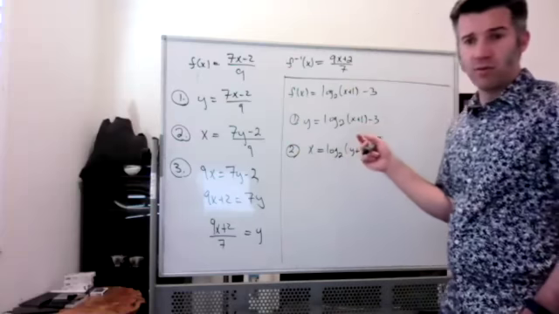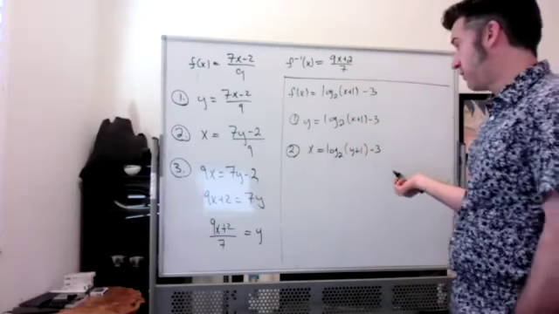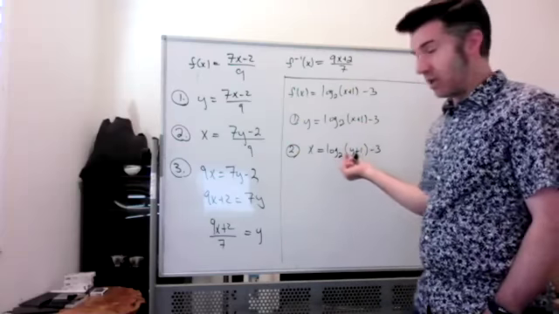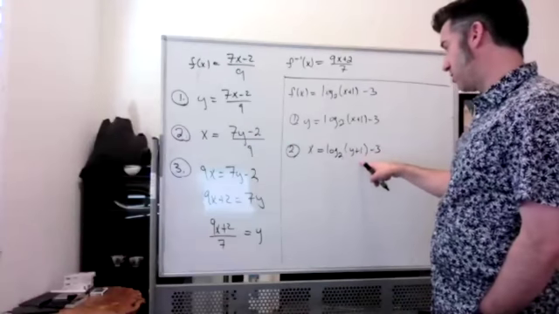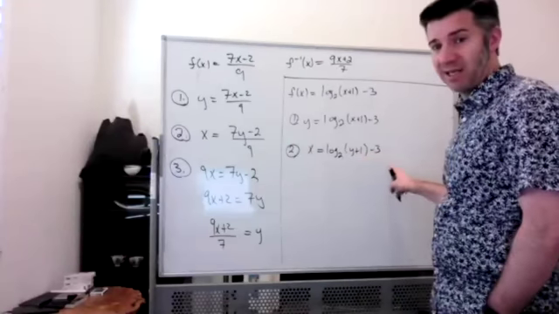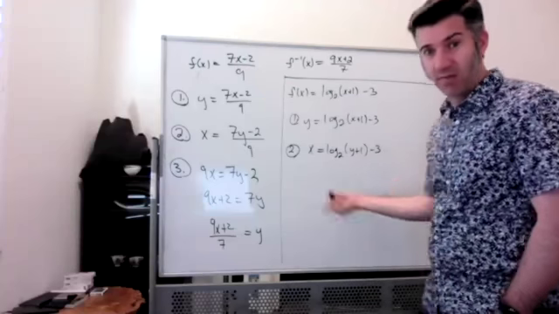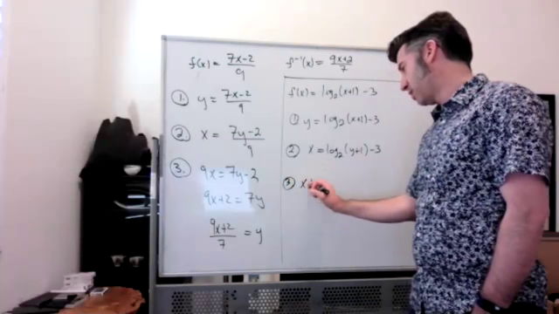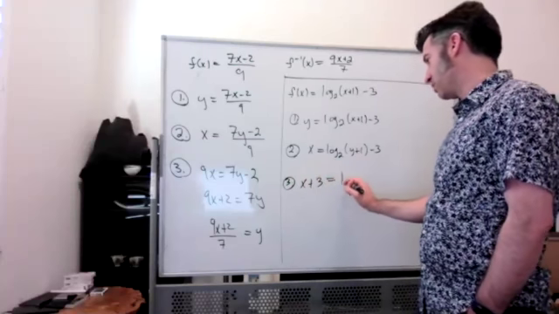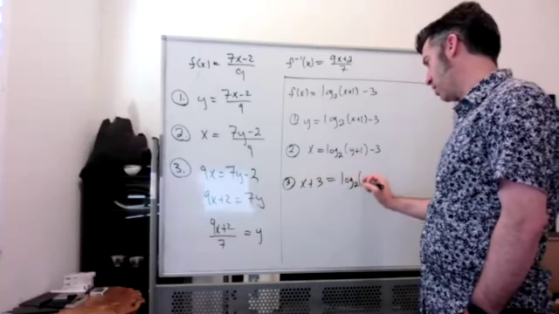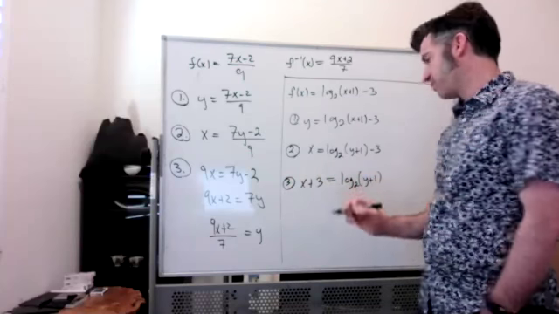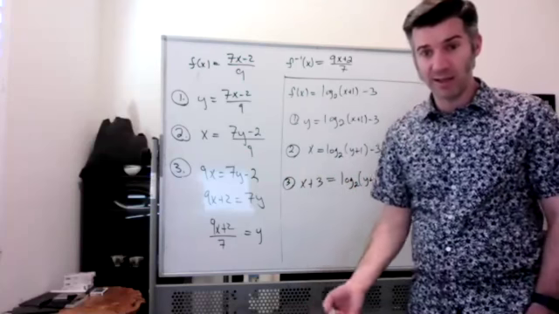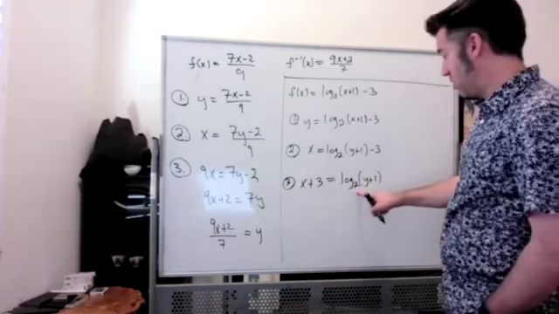To be able to isolate y, you have to first be able to isolate the logarithm. Meaning, I've got log base 2 of y plus 1 and then minus 3. I need to get rid of that minus 3. I need to add 3 to both sides. So I can say that x plus 3 equals log base 2 of y plus 1. And then I'm going to rewrite it. My base is 2, my power is x plus 3, and it's equal to y plus 1.